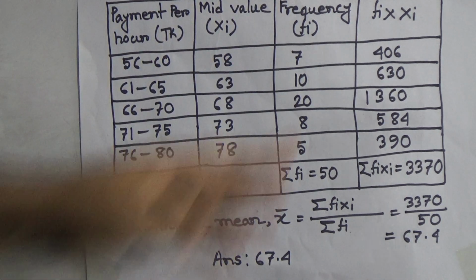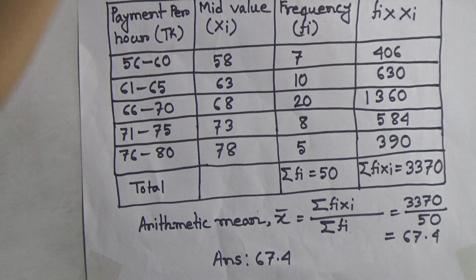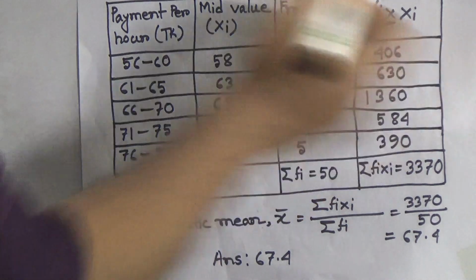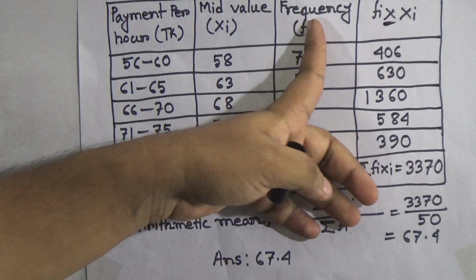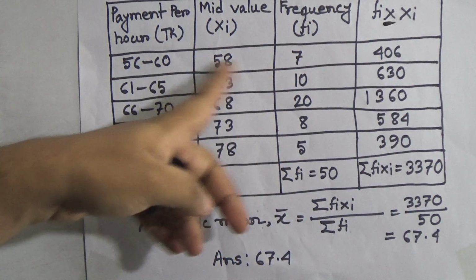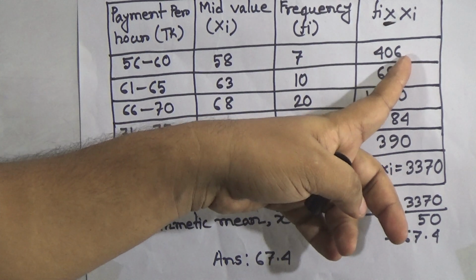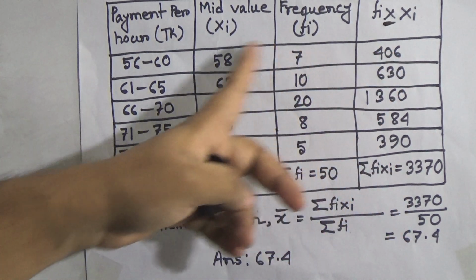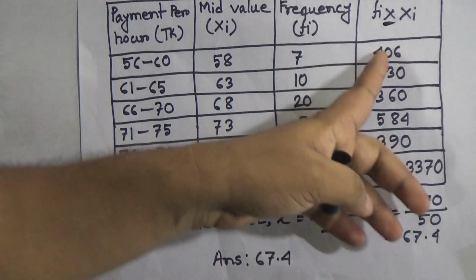Next, frequency. Frequency is given, so we draw this column and write the frequency here. After that, fi multiply by xi. I repeat, fi multiply by xi. Fi means frequency and xi means mid value. So we multiply this number. 7 8s are 56. From 56 I write 6 carrying 5. 7 5s are 35 plus 5, 40. So 406.